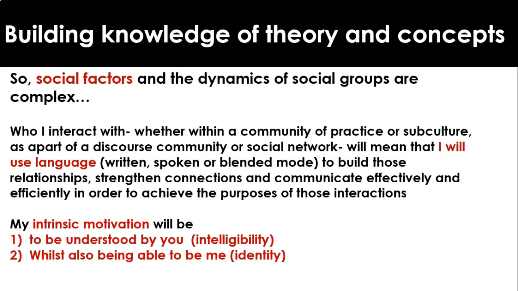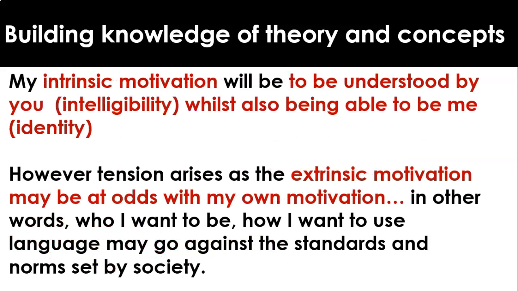Similarly, when we feel that we're not allowed to be who we really want to be, when we find that there's something that curbs our identity, or that whilst we're trying to be ourselves, other people reject that, it creates tensions for us. So again, a complex issue. So my intrinsic motivation is to be understood by you, intelligibility, whilst also being able to be me, true to my identity. However, tension arises as extrinsic motivation may be at odds with my own motivation.